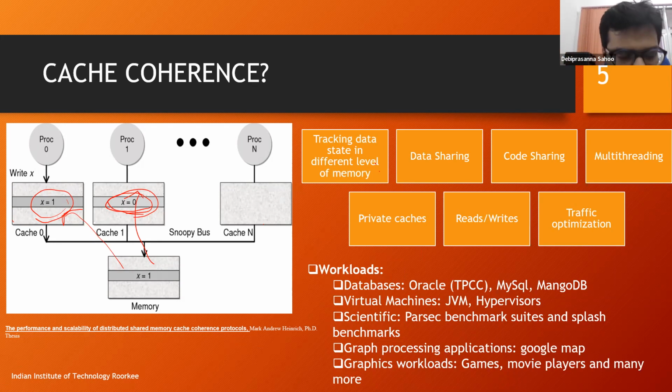Now, the other thing which is important is data sharing. In a multi-core cache coherence scenario, you need to have data sharing enabled for any coherence scenario to play. Similarly, if there is code sharing also, I mean instruction sharing, then also coherence protocols come into play.